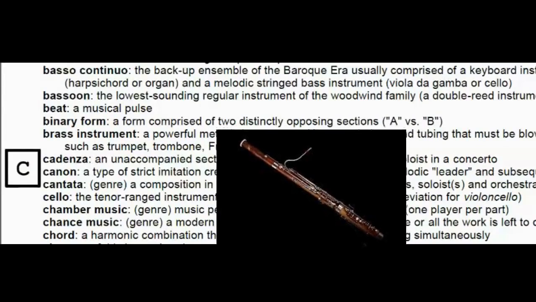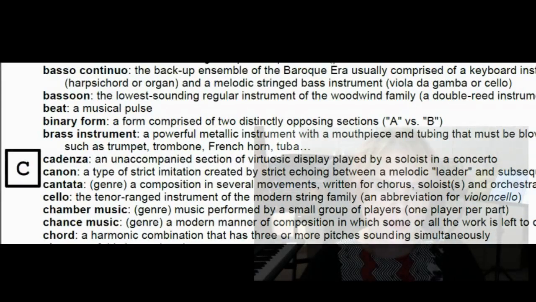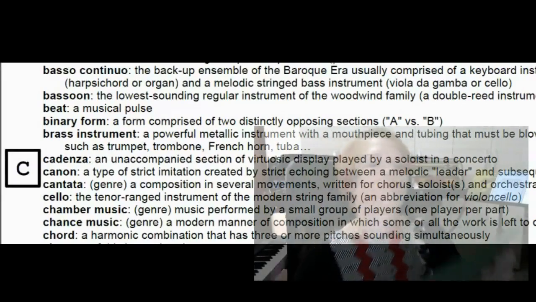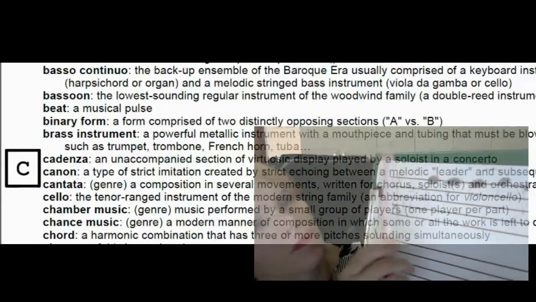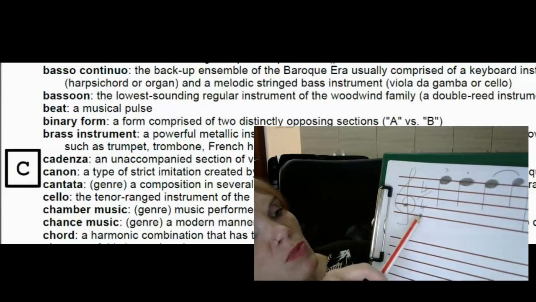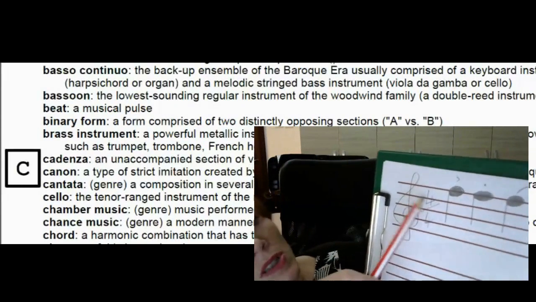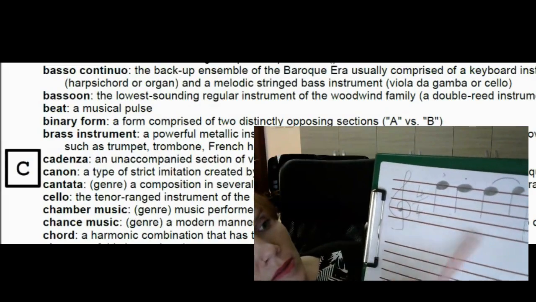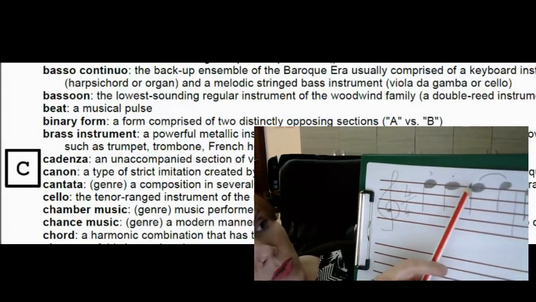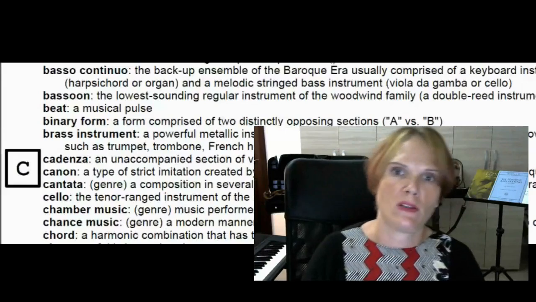The bassoon, the lowest sounding regular instrument of the woodwind family, a double reed instrument. The beat is a musical pulse. Let's go back to our sample. Time signature is 4/4, that means that I have 4 pulses in a bar. It's 1, 2, 3, 4, or 4 counts, or 4 beats.